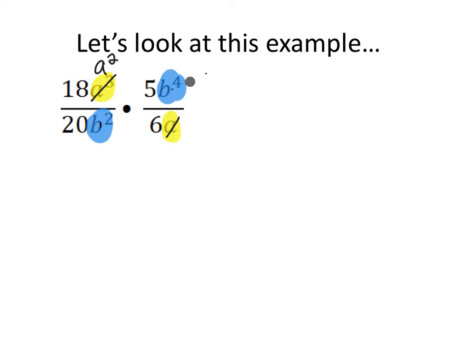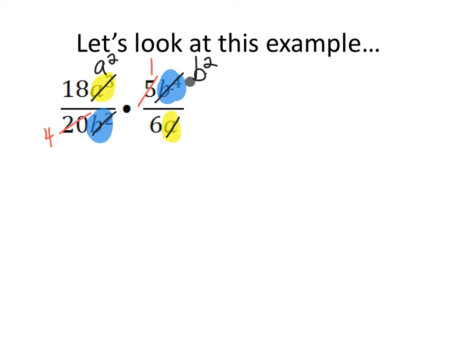And so what we're doing is we're going to say b to the 2nd cancels out b to the 4th with 2 b's left over. Now if I was to do the numbers here, and I cross-canceled numbers, 5 and 20 have a greatest common factor of 5. 5 goes into 5 one time. 5 goes into 20 4 times.